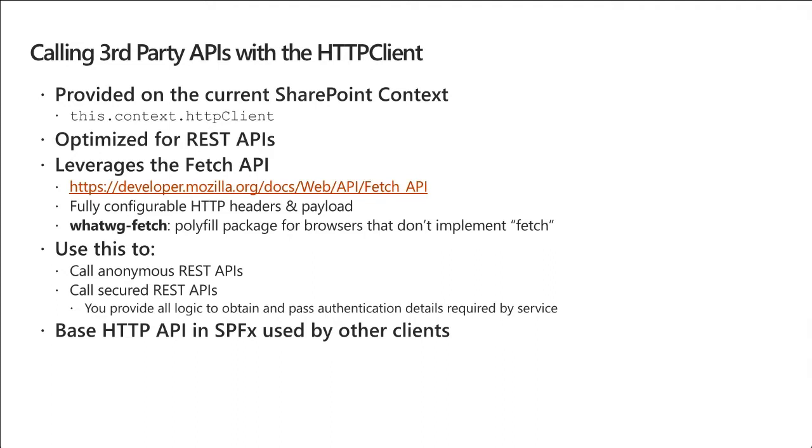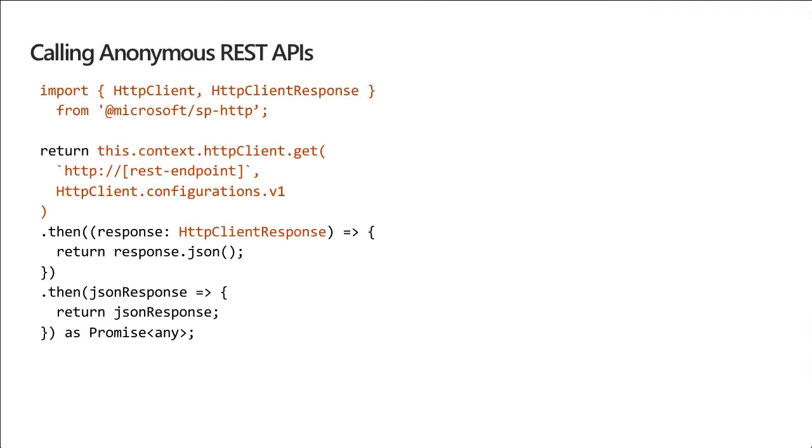Now, the base HTTP API is what is used. This HTTP client is what's used by most of the other clients. The SharePoint client and the AAD HTTP client are both using this as their underlying infrastructure. So you want to call an anonymous REST API. How are you going to do it?